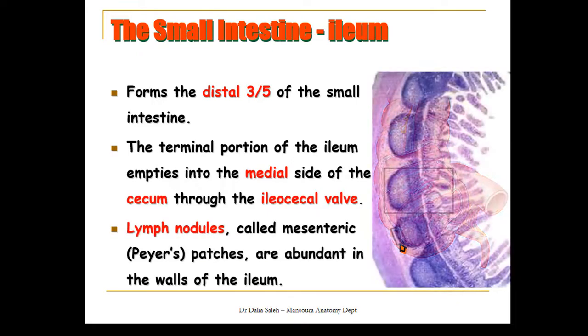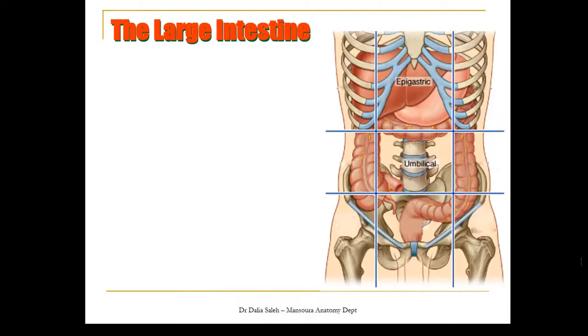Inside the wall of the ileum, we have special aggregations of lymphoid tissue. They are called Peyer's patches. They are abundant. We can see them here at the wall of the ileum. For the large intestine, here, this is the large intestine.